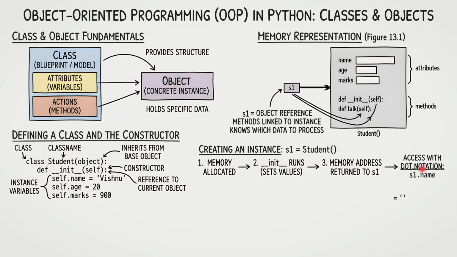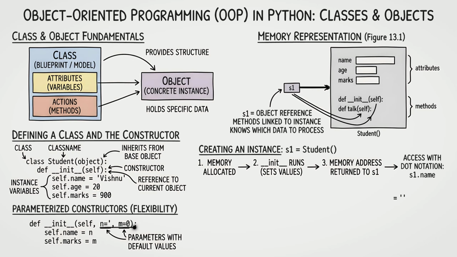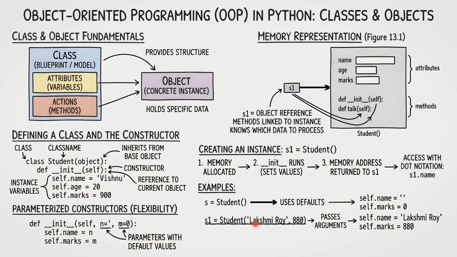To make our classes more flexible, we use parameterized constructors. Instead of hard coding Vishnu for every student, we can pass specific values when we create them. We define our __init__ method with parameters that can have default values like n equals empty string and m equals 0. Let's look at the examples on the right. If we say s = Student() with no arguments, it uses those defaults, so the name is empty and marks are 0. But if we pass arguments like Lakshmi Roy and 880, it passes those into the parameters and assigns them directly to that new object.